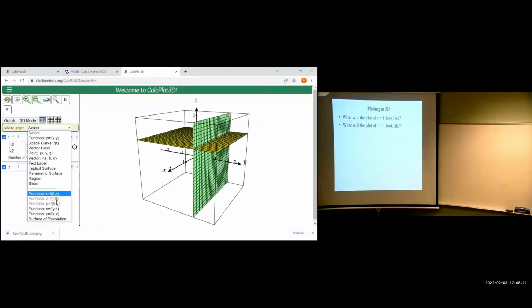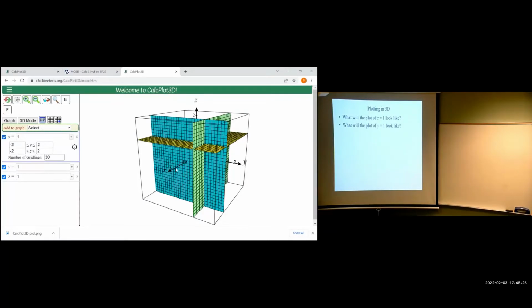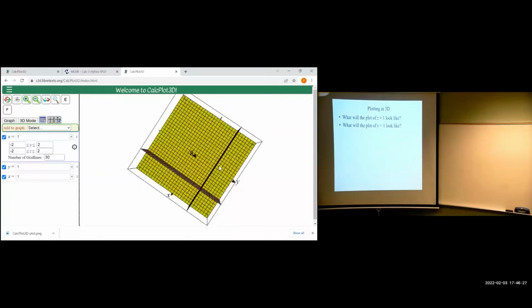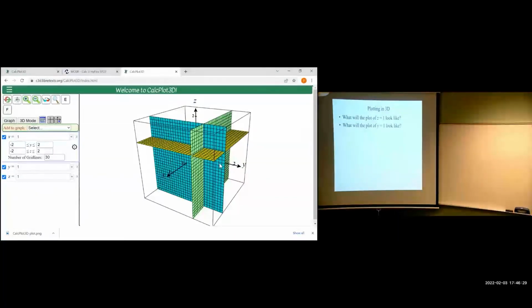We can do the same thing for x equals. So we can do any of the 3 variables. We can do a function in terms of z equals, x equals or y equals.